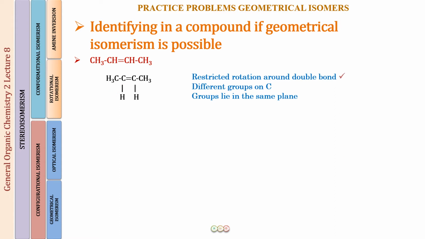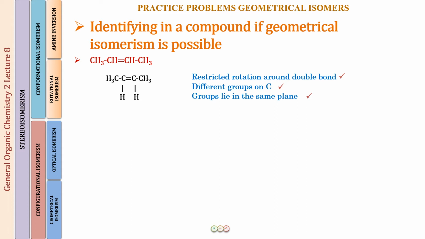So for this structure, that is but-2-ene, do we have a restricted rotation? Yes, restricted rotation around the double bond is present. Next, we have two carbons forming the double bond. Carbon number 1, is it having different groups? Yes, it has a CH3 and a hydrogen. The other carbon of the double bond also has a CH3 and hydrogen. So different groups on carbon are present. Next, the groups should be lying in the same plane, and they do. These two carbons are sp2 hybridized, and they form all the sigma bonds in the same plane, so the groups will be lying in the same plane as well. So but-2-ene does show geometrical isomerism.